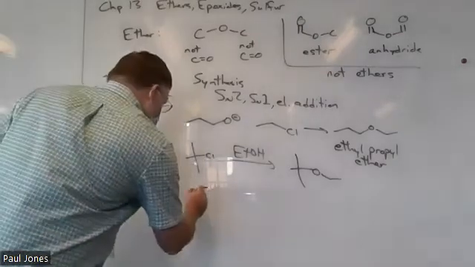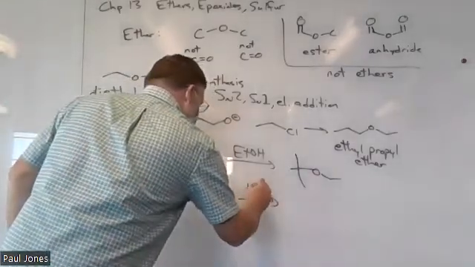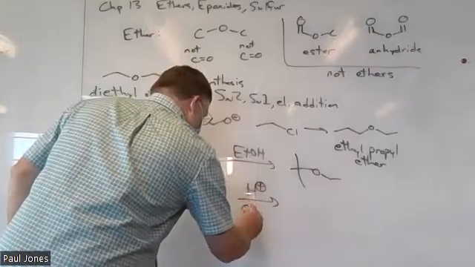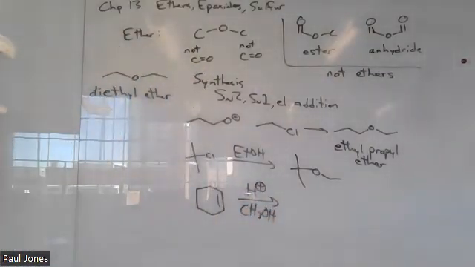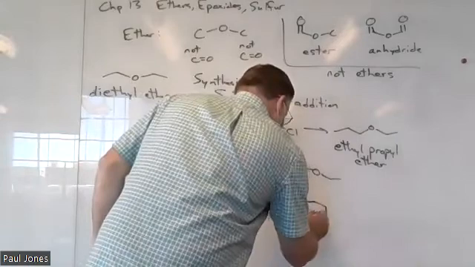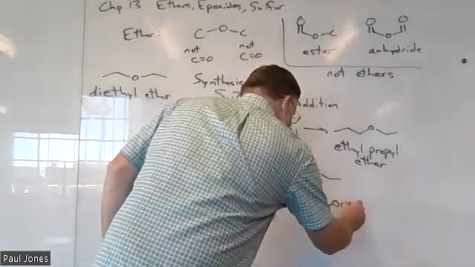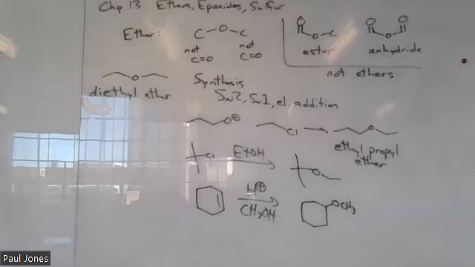And you can make these by electrophilic addition. You might remember electrophilic hydration of an alkene from chapter 8. If you use an alcohol instead of water, you get an ether out of it. And that would be cyclohexyl methyl ether.